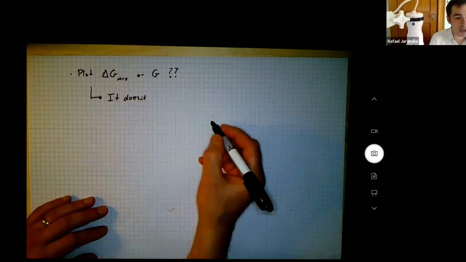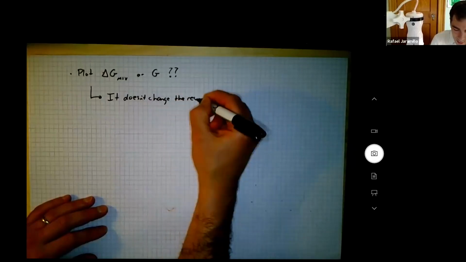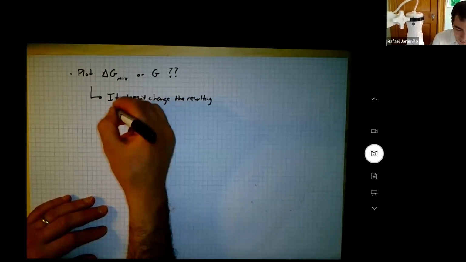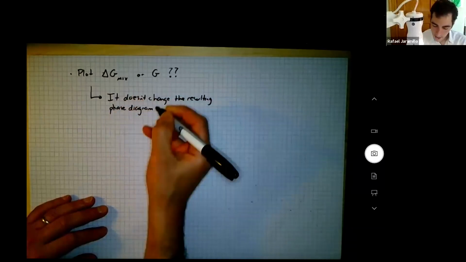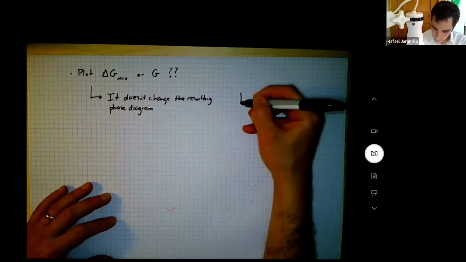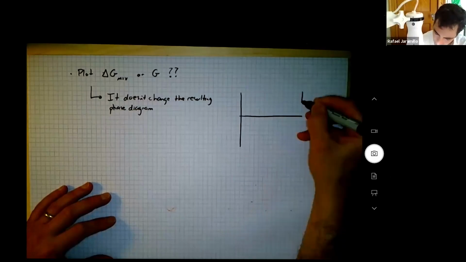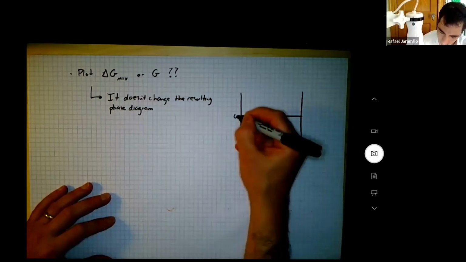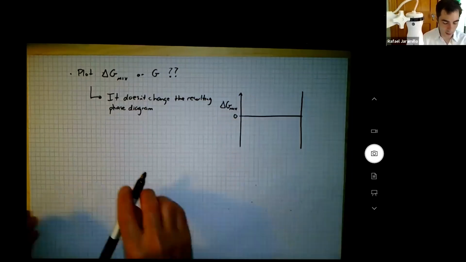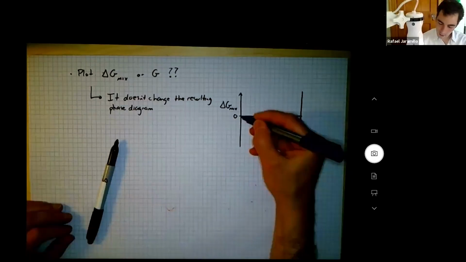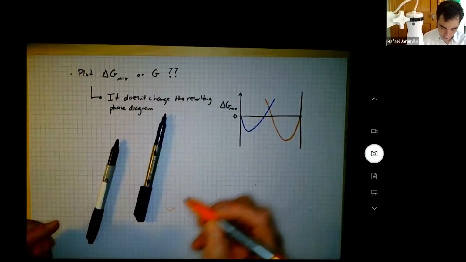It doesn't change the resulting phase diagram. And let me just draw that schematically. Here's a system for which I'm going to plot, and I'll draw this for a two-phase region. Here's a free energy of mixing for, here's an alpha phase, and here's a beta phase.